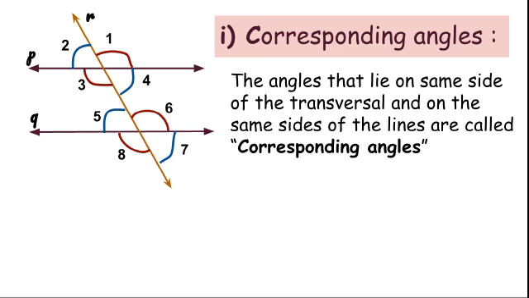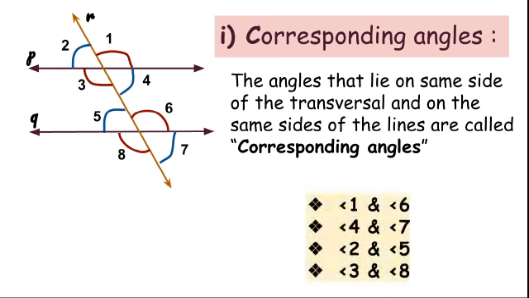Angle 1 and angle 6, angle 4 and angle 7. Angle 1 and angle 6 are above the lines P and Q. Angle 4 and angle 7 are below the lines P and Q. And coming to the left side of the transversal, angle 2 and angle 5 are above the lines P and Q. Angle 3 and angle 8 are below the lines P and Q and on left side of transversal R. So these are the pairs of corresponding angles.